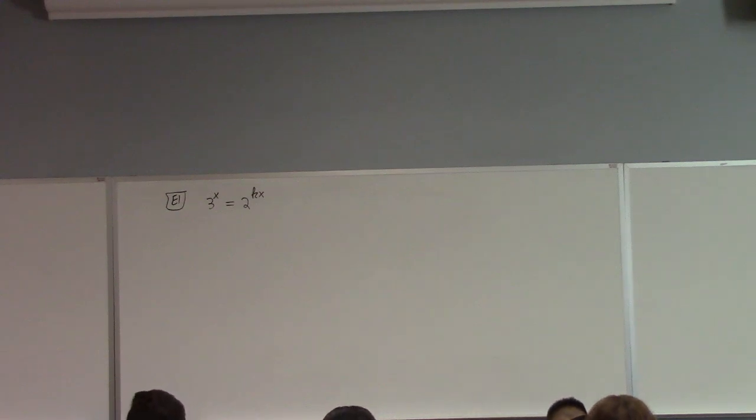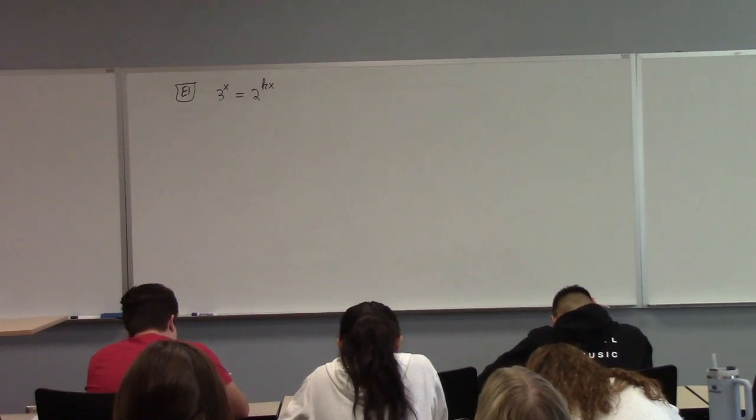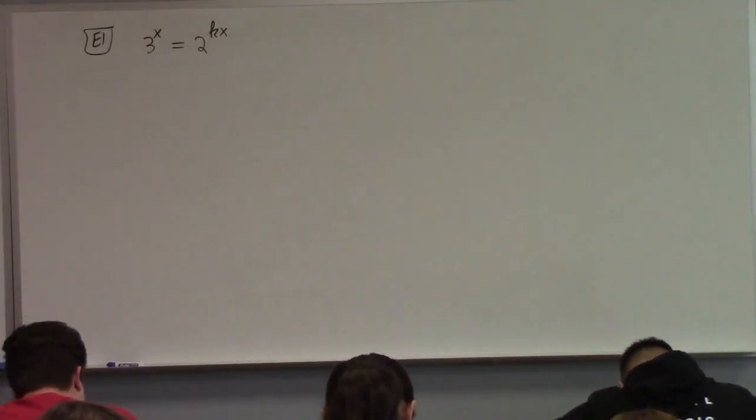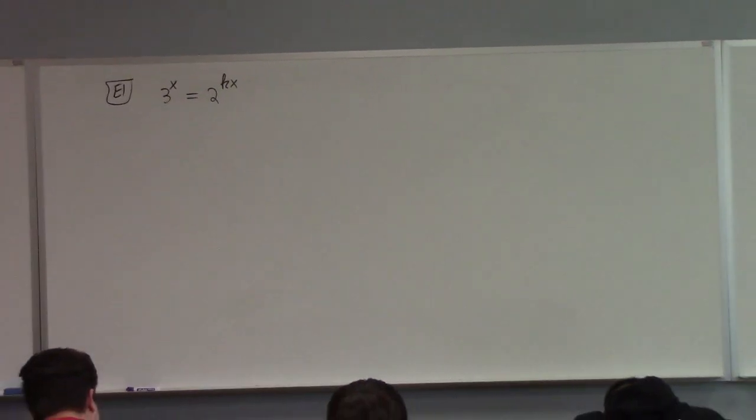Do we understand the question? Can you find a k such that this is an identity? An identity is something that's true for all x. All right? So, any ideas?